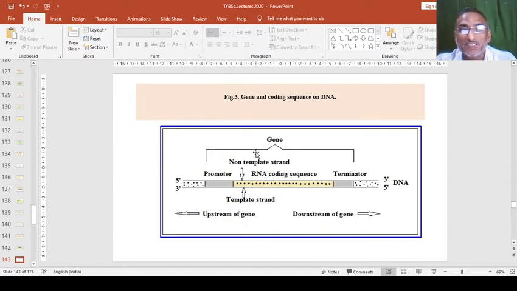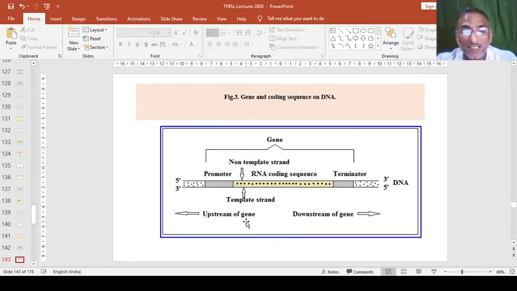Suppose this is one gene, then this gene has one promoter site and one terminator site. So the promoter site starts the coding and the terminator site ends the coding to form the new strand. The non-template strand is this and the template strand is 3' to 5' as usual, and the central place is where the RNA coding sequence is arranged, or we can say the new sequence is formed.